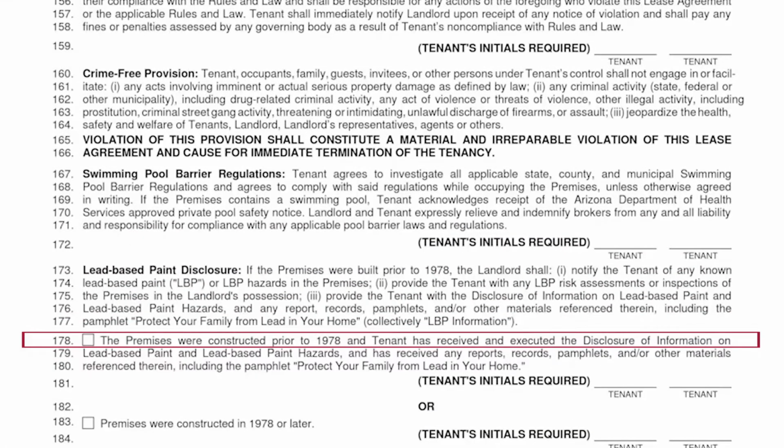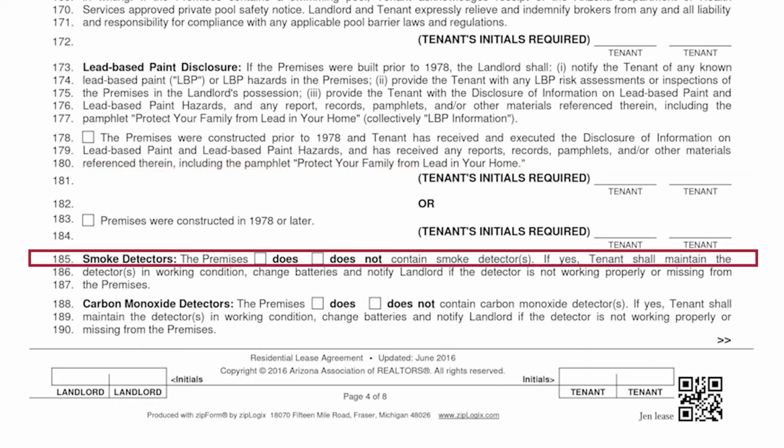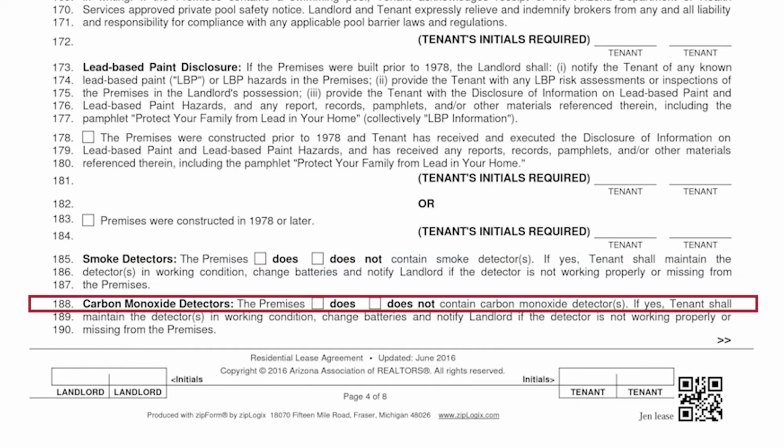Line 178, check a box if the property was constructed prior to 1978. If it was constructed after 1978, check the box on line 183. Lines 181 and 184, the tenant's initials are going to indicate when the property was built. Check a box if the property does or does not contain smoke detectors. Same thing for line 188, except for carbon monoxide detectors.